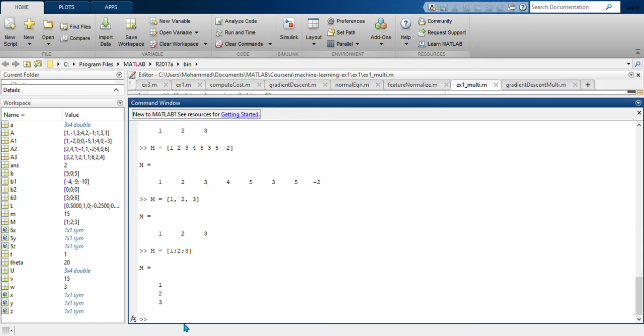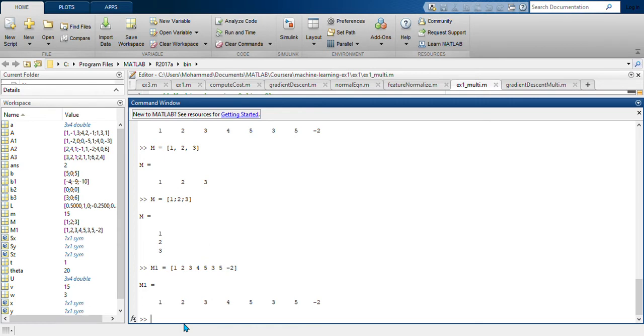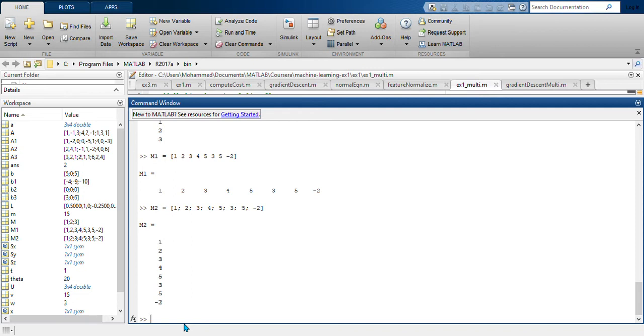Suppose we want to have two different names. Let me call the row vector m1. So that's a row vector m1, and then I can have another vector, which I'll call m2, and make it a column vector. And for a column vector, we have to put a semicolon between the numbers. So now m2 will be a column vector. Now we can say m1 multiplied with m2.